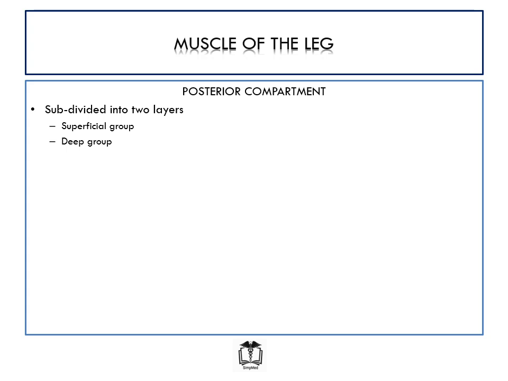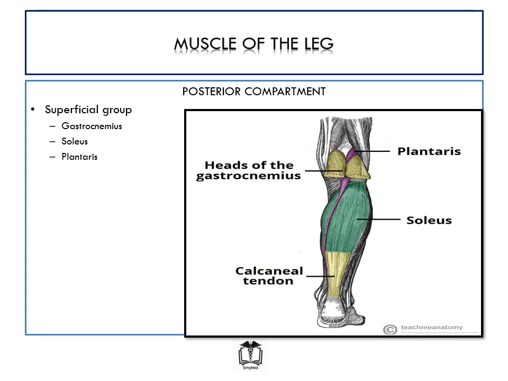Let's finish up with the posterior compartment muscles of the leg. This tends to be divided into two subgroups, including the superficial group and the deep group. We'll talk about each of them one by one in the next couple of slides. The three major muscles that form the superficial group of the posterior compartment muscles of the leg include the gastrocnemius muscle, the soleus muscle, and the plantaris muscle.